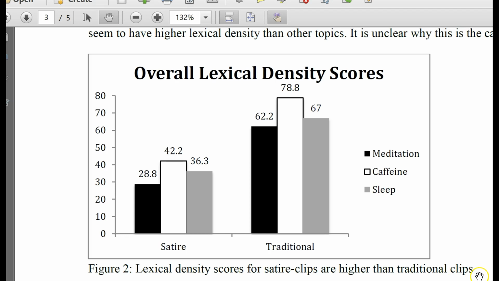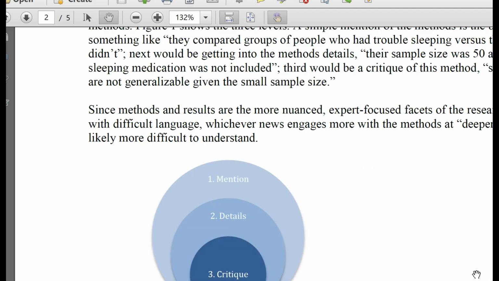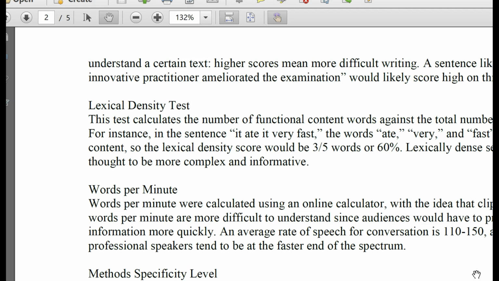Now, on this, I would expect the caption to tell me a little bit of something about lexical density, and especially what the range is and what a high score means versus a low score. That's what I would expect in the caption. But if I had additional questions where I was like, I want a little more information, then I would go to the methods section. I'm going to just come up here to the methods. And here is a subheading for lexical density test.